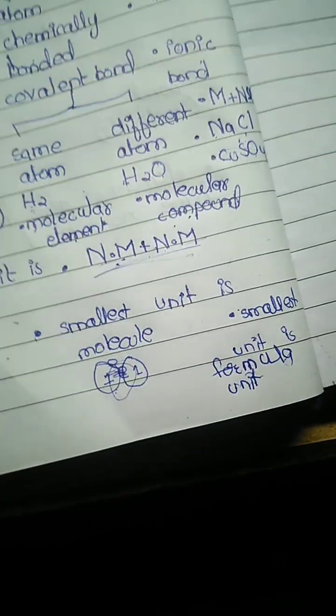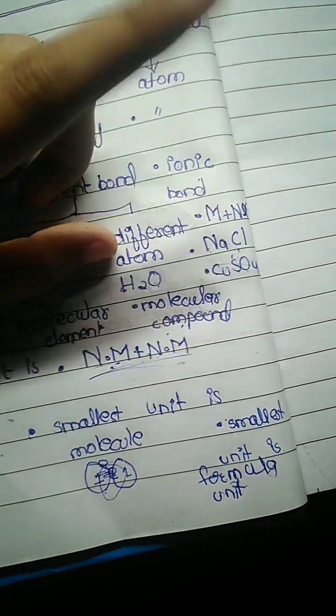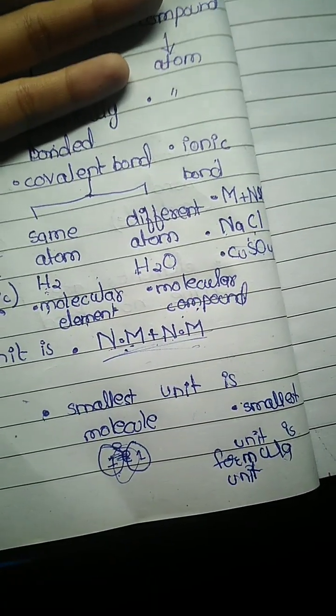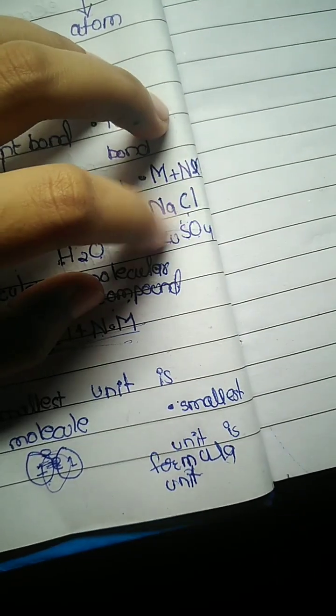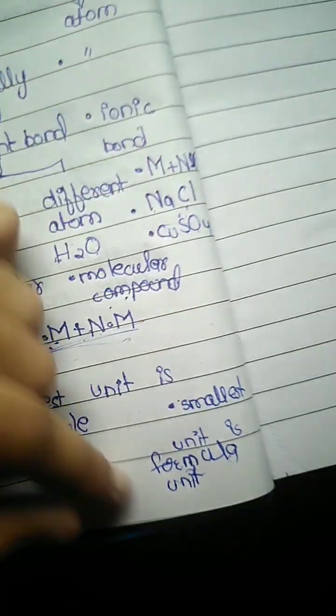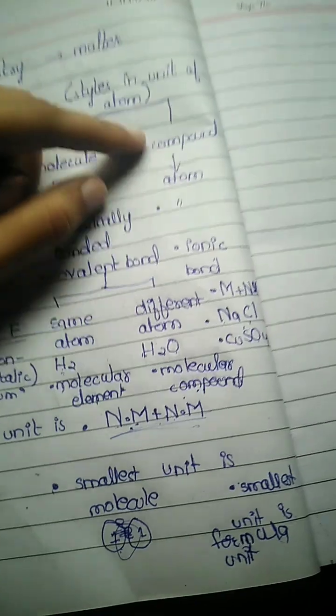Now why is the smallest unit the formula unit? Because we know that two atoms are chemically bonded. So in the formula, the unit of the formula will be the unit of the compound.